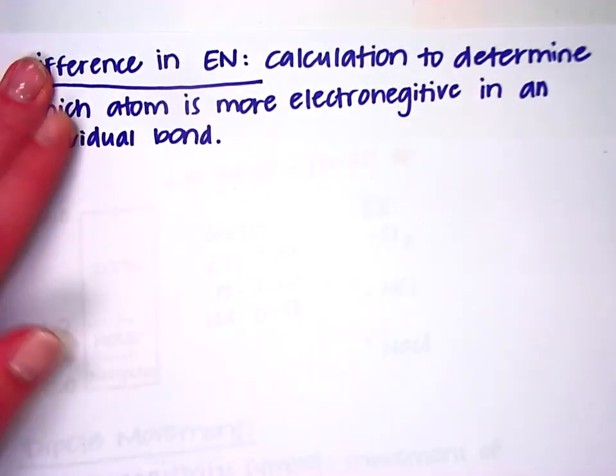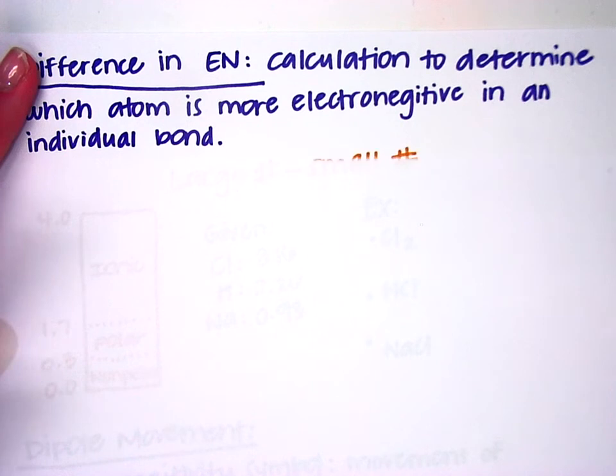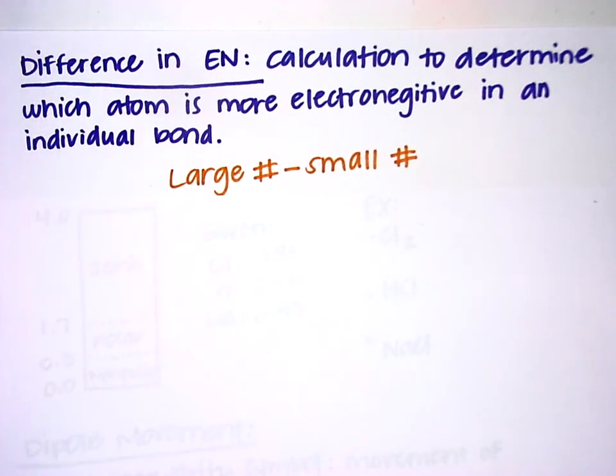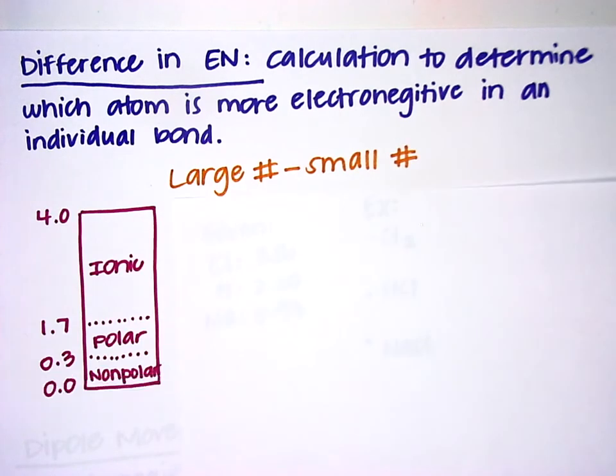Formula is really simple. It's probably the easiest formula we learn all year. You take the big number, you subtract the small number. That's it. So you should always end up with a positive electronegativity value, and that's going to tell you where you fall. So if the value that you get falls somewhere on this chart, it's going to tell you what that difference is. If it's between 0 and 0.3, it's a nonpolar bond.